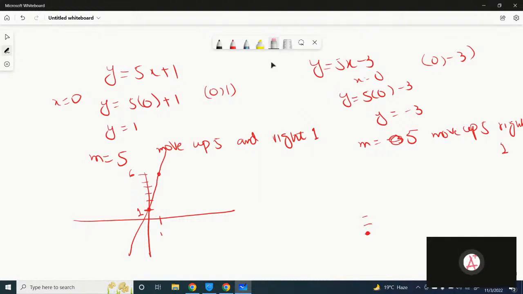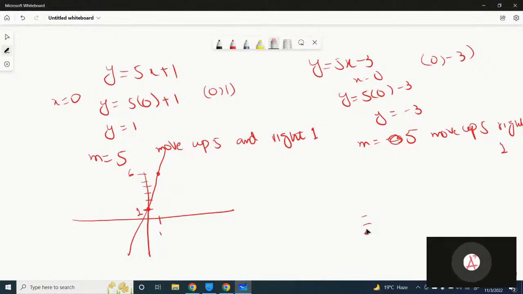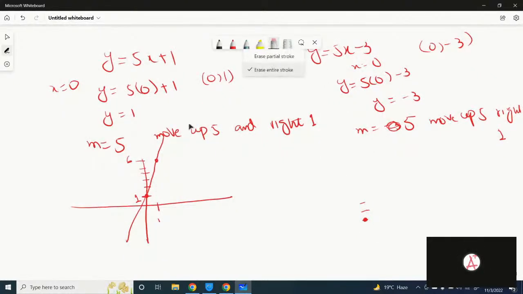Let me plot it again. So the point is (0, negative 3). Here you have negative 3. Here is the point (0, negative 3). Then you move 5 points up: negative 2, negative 1, 0, 1 and 2. And you have to move 1 right. So it would be 1 here. These are the 2 points you have to join to make them align. Got it? Now you have to make both the graphs collectively.